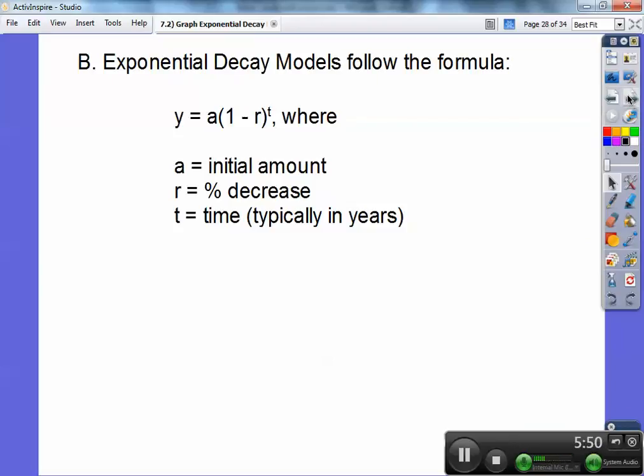Okay, so now here's exponential decay, and it follows this equation right here. y equals a times (1 minus r) to the t power. a is my initial amount. y is my final amount. I didn't write that, but y is my final amount. And then r is my percent decrease, and t is time, typically in years.